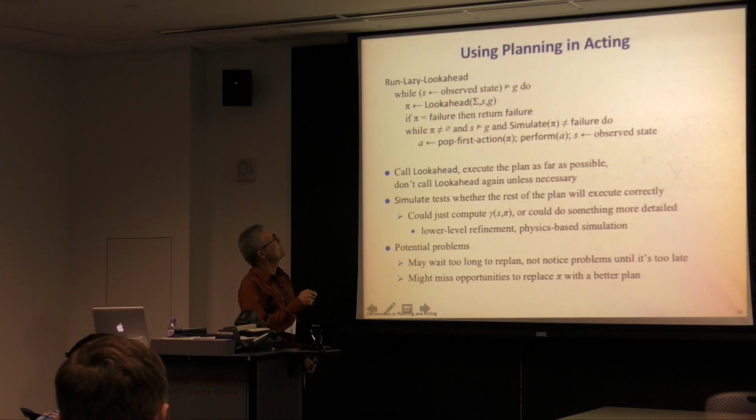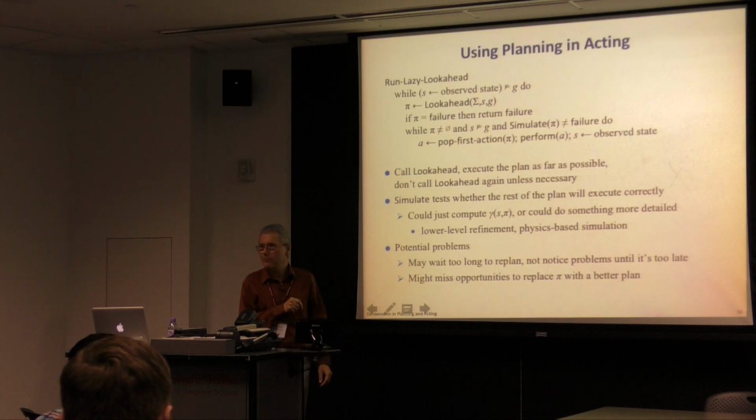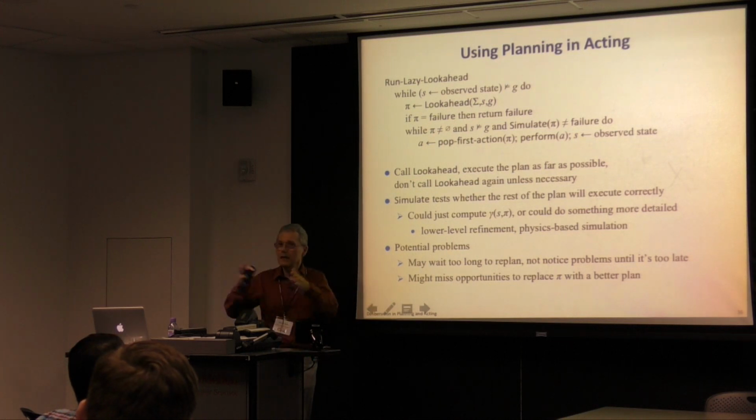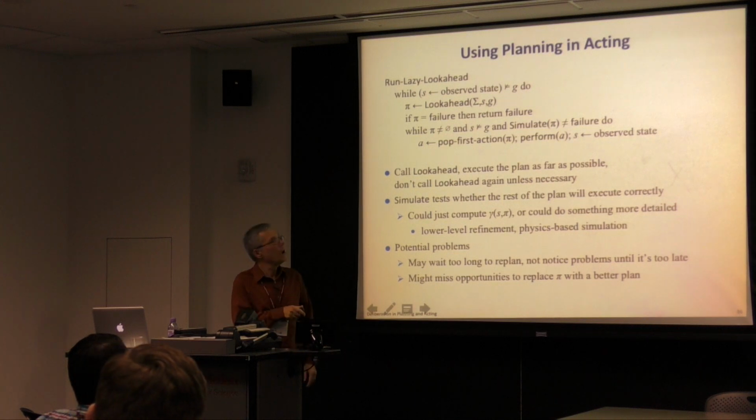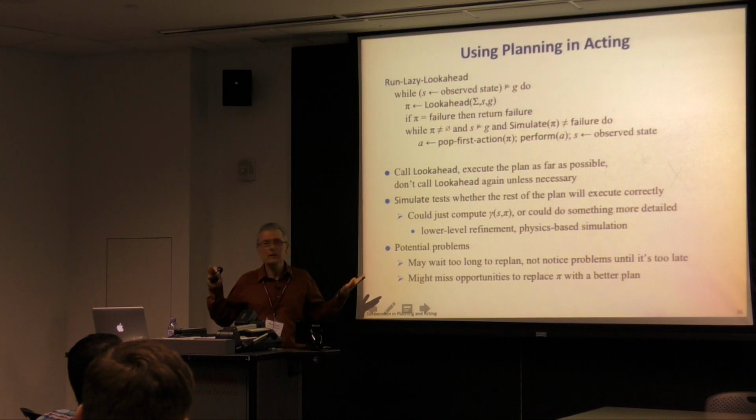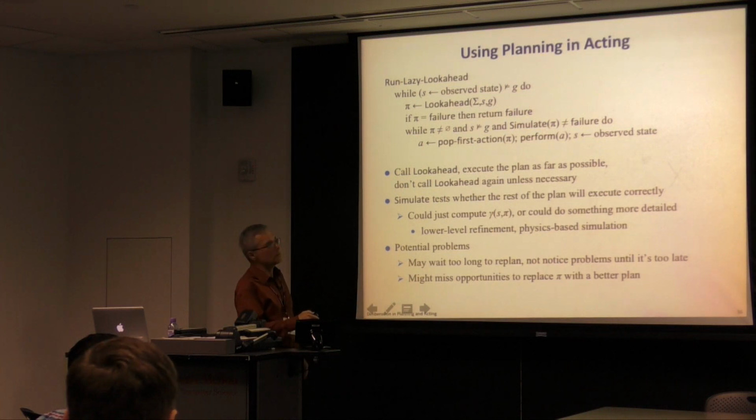One is that maybe we reach a point where we finish the entire plan. Remember, this is a partial plan. It hasn't necessarily gotten us all the way to the goal. We might have finished it. Or we might reach a point where the goal is now satisfied, in which case we're done. Or we might reach a place.